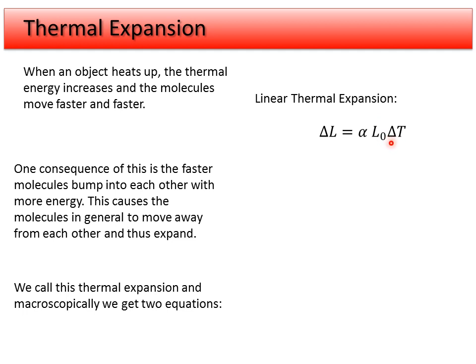Since each of these molecules is causing a small little expansion, we have to look at the total initial length. So we take our initial length, multiply it by our temperature change, and multiply it by our linear coefficient of thermal expansion, or linear thermal expansion coefficient. And that'll tell us how much we change our length. So our new length will be L naught plus delta L.